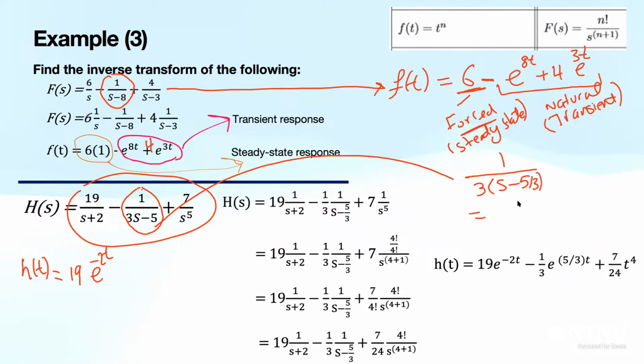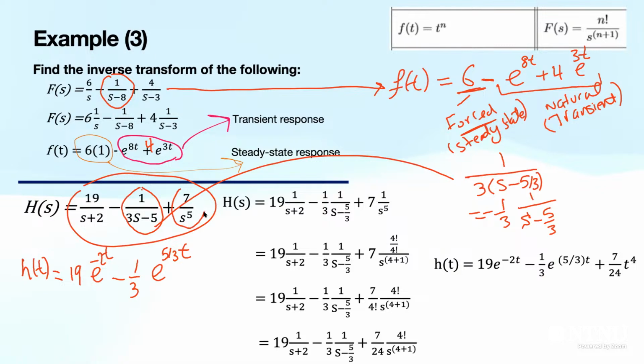So this one should be 1 divided by 3, negative, multiplied by 1 divided by s minus 5 divided by 3. It will be like this one. So in this case, it will be minus 1 divided by 3 exponential minus 5 divided by 3, so it will be plus 5 divided by 3 multiplied by t. Wow. Correct? So now we have that part.